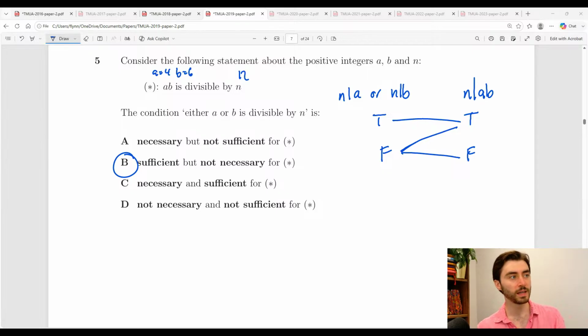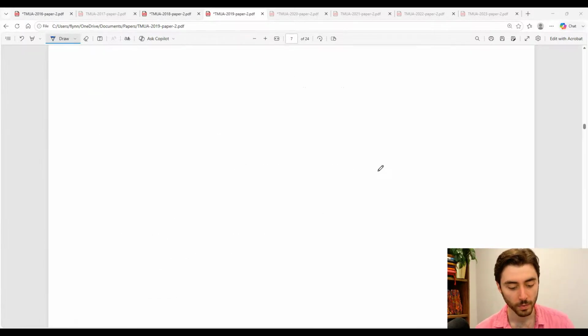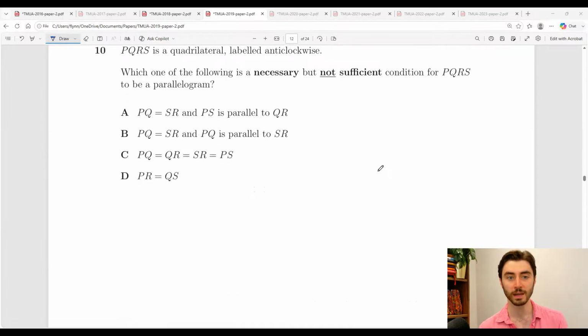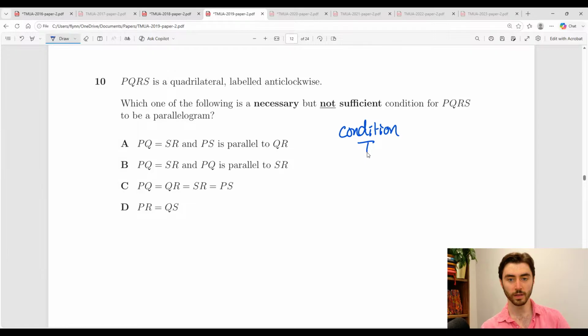So it just means I can have everything on paper so I don't have to hold it in my head, given that this stuff isn't as natural to me. So this is my engineering workaround here. The other one, 2019, is quite a good paper for this sort of warm-up idea. So we can do the same thing here. Which of the following is a necessary but not sufficient condition? So the condition is either true or false. And it can be a parallelogram or not a parallelogram.